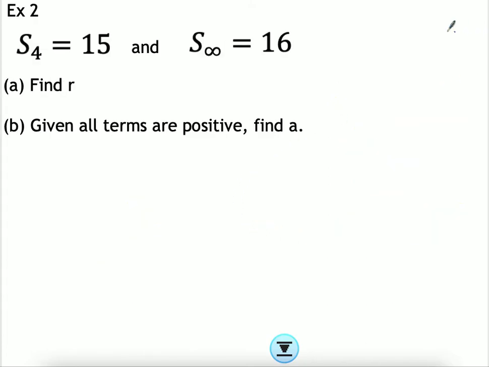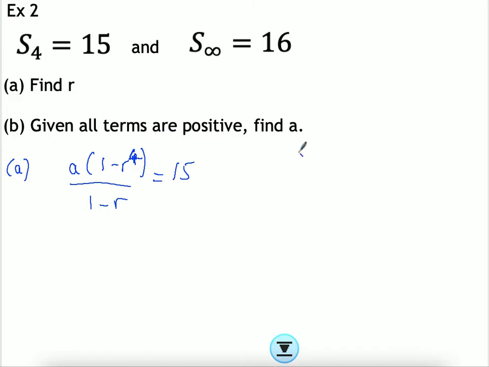Right. So what if we're told the sum of the first 4 terms is 15 and the sum to infinity is 16? We need to find r, which we're going to do to begin with. So first thing we're going to do is write down what the sum to 4 actually is. That is a(1 subtract r to the n) over 1 subtract r. And we know that is equal to 15 for the first 4 terms. So we can replace n with 4. That's all we can do at the moment.